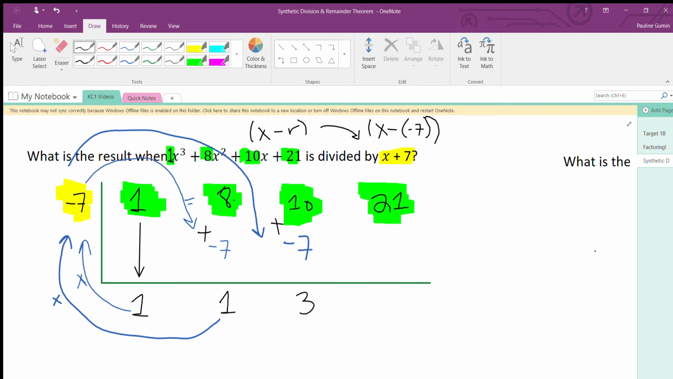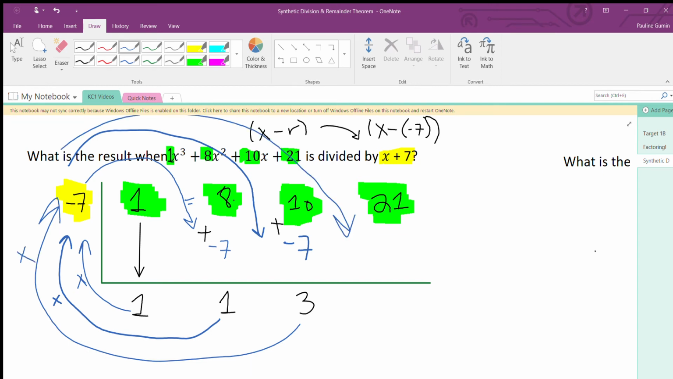Do you think you know what I'm going to do next? If you said multiply, you are so right. I'm going to multiply, and then, I'm still going to plop it down here. 3 times -7 is -21. And for my final step, I'm adding. 21 plus -21 is 0. That's pretty great. This is the remainder. So if the remainder is 0, there's no remainder. Hooray! This worked out perfectly.